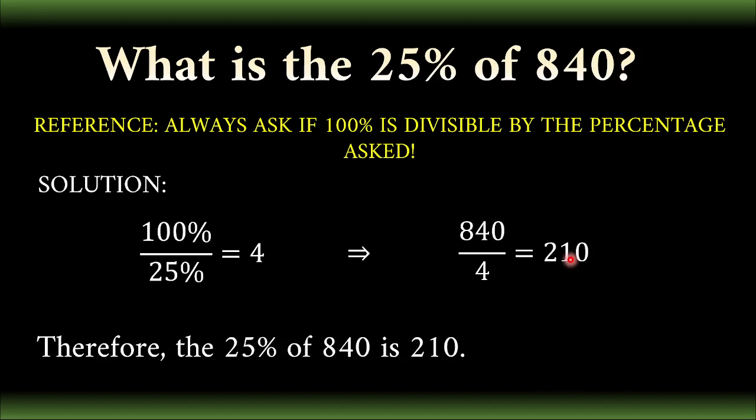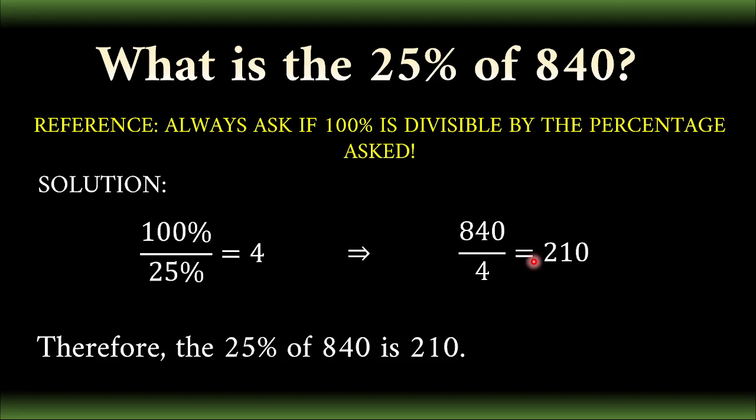Now what if we are asked, what is the 25% of 840? Again, we can divide 25% from 100%, and the answer is 4. So we have 840 divided by 4 equals 210. Therefore, the 25% of 840 is 210.